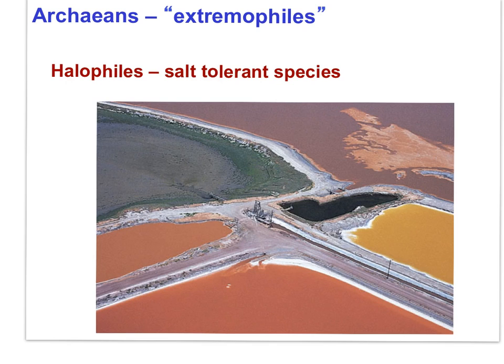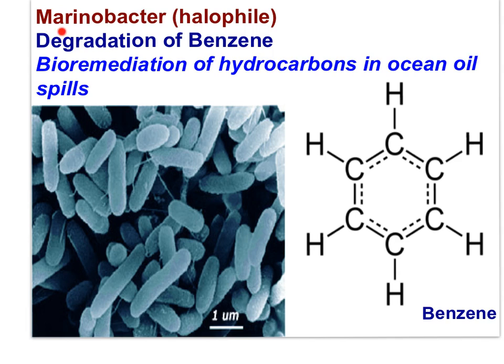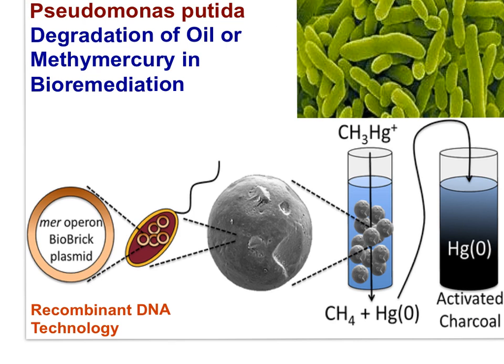In this photograph, we can see species of salt-tolerant archaeans providing color to these ponds. Marinobacter is a halophile capable of degrading benzene. Benzene is a carcinogenic molecule found along with spilled oil during the extraction of oil from the ocean. Oil harvesting in the ocean results in salty water contaminated with hydrocarbons such as benzene. Humans now use Marinobacter to decompose hydrocarbons such as benzene, and this process is known as bioremediation.